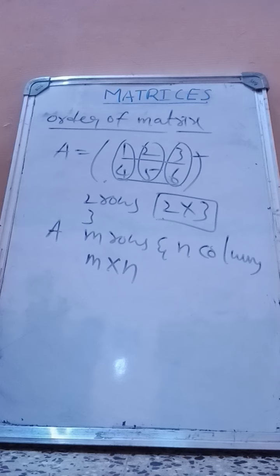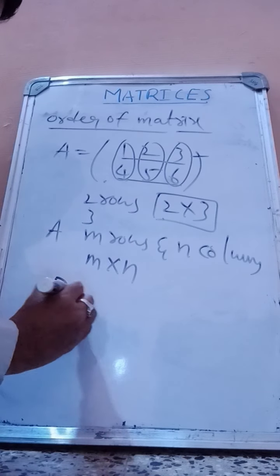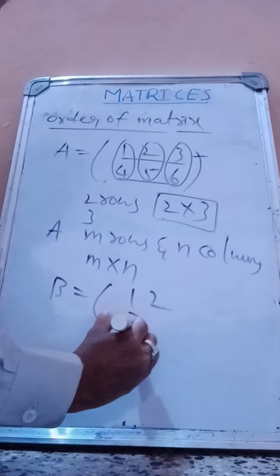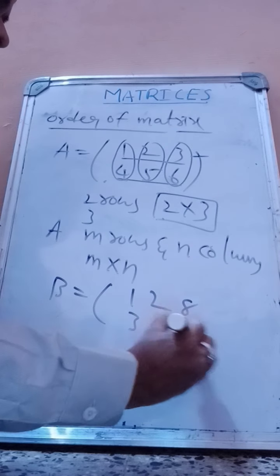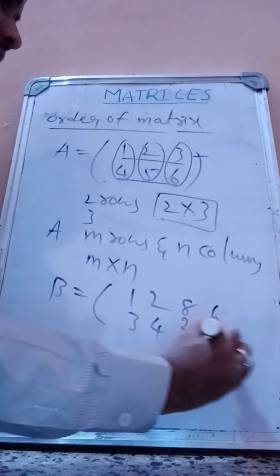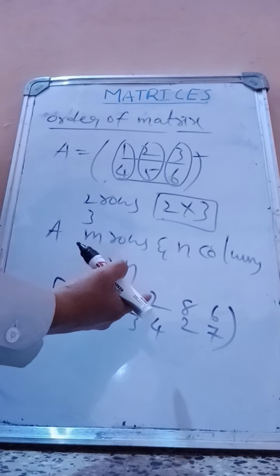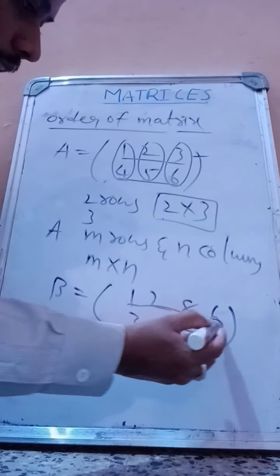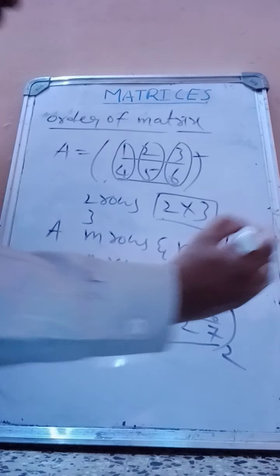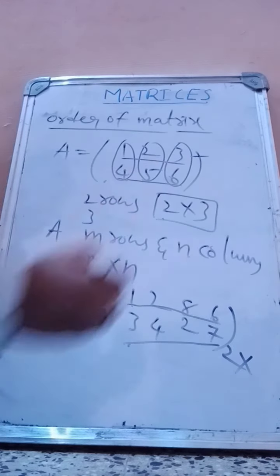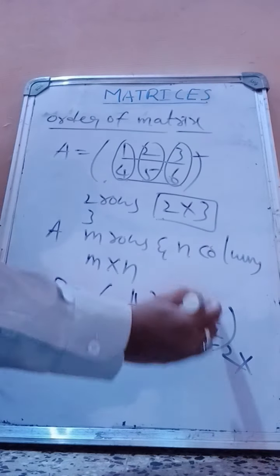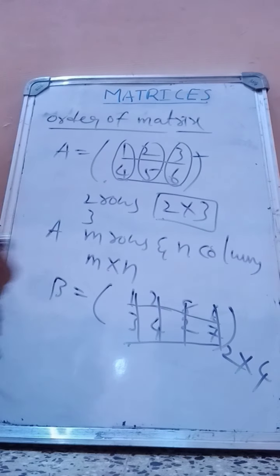Let us consider another example: 1, 2, 3, 4. This is another matrix. See, what is the order of this matrix? Here, how many rows? 2 rows are there. 2 by. Okay. How many columns are there? Total 4 columns are there. So the order of this matrix is 2 by 4. Okay. So this is how to find the order of the matrix very easily.